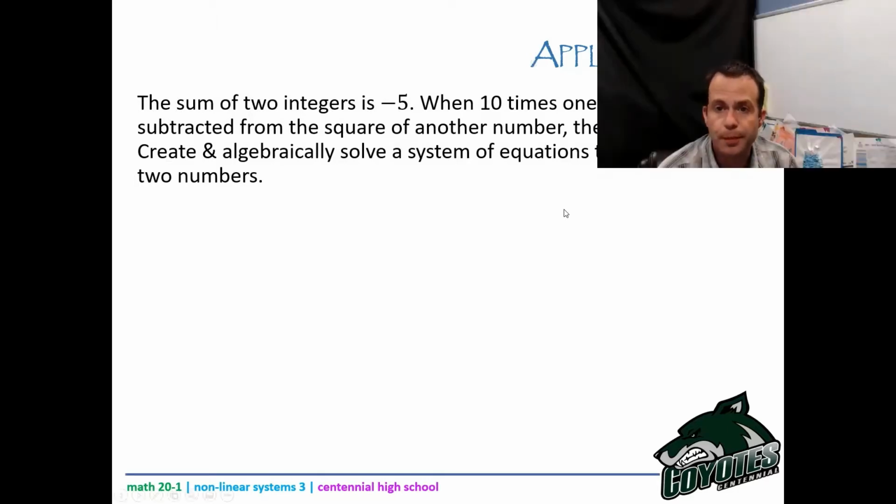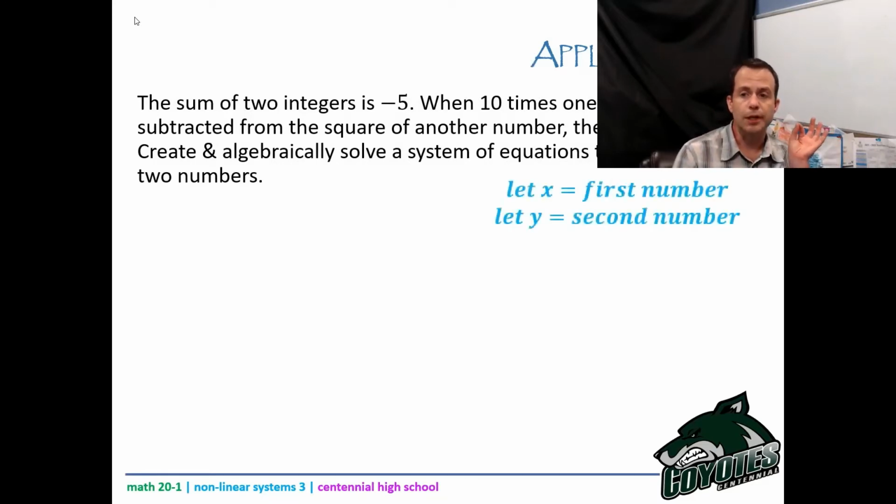Okay, so when we're building, the very first thing we have to do is define what our variables are, right? If you don't define what X is and what Y is, or what A is and what B is, whatever you want to do, but if you don't define that, everything else you say in the question is meaningless, okay? So the first thing I've established is we're going to let X equal our first number, and we're going to let Y equal our second number, okay?